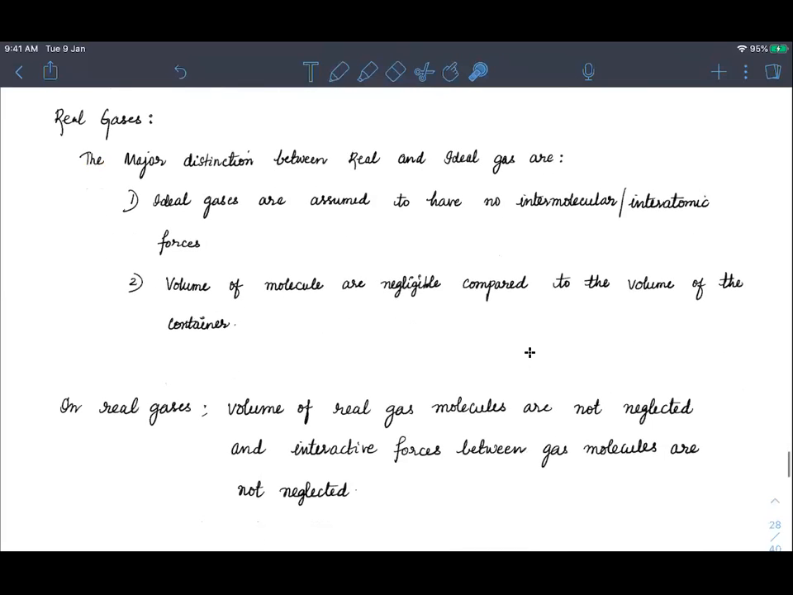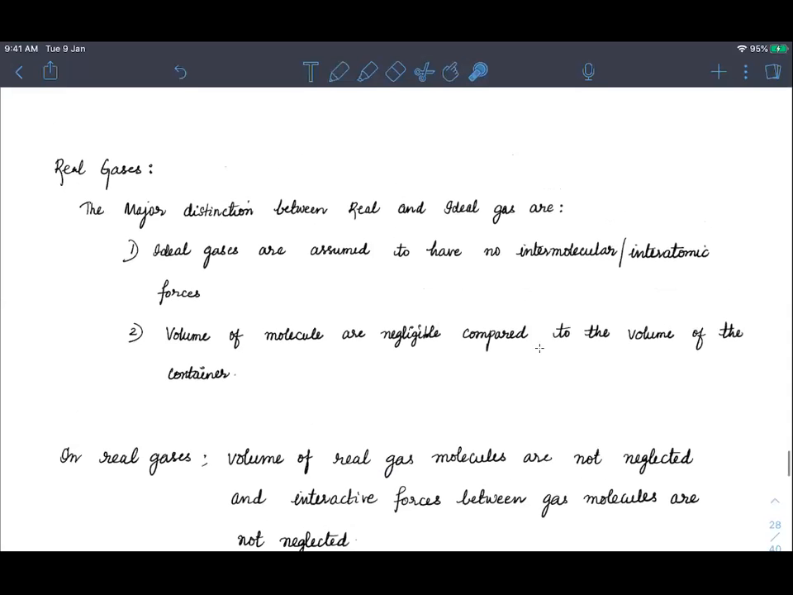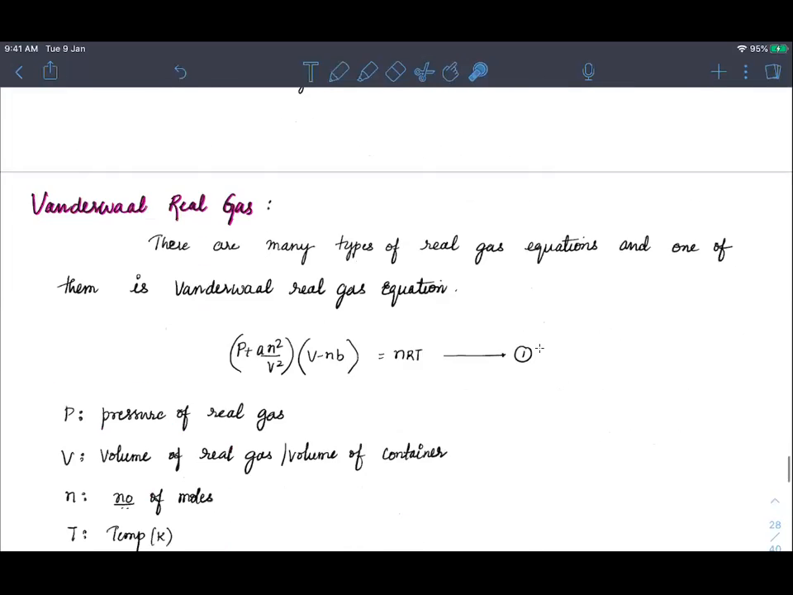Coming to the real distinction of real gases and ideal gases. See, ideal gases were assumed to have no interactions and the volume of their particles is not considered in front of the volume of the container. While for real gases, we definitely consider the volume of the particles, and it is not neglected, and the interactive forces between the particles are not ignored. So that's a major difference between a real gas and an ideal gas.